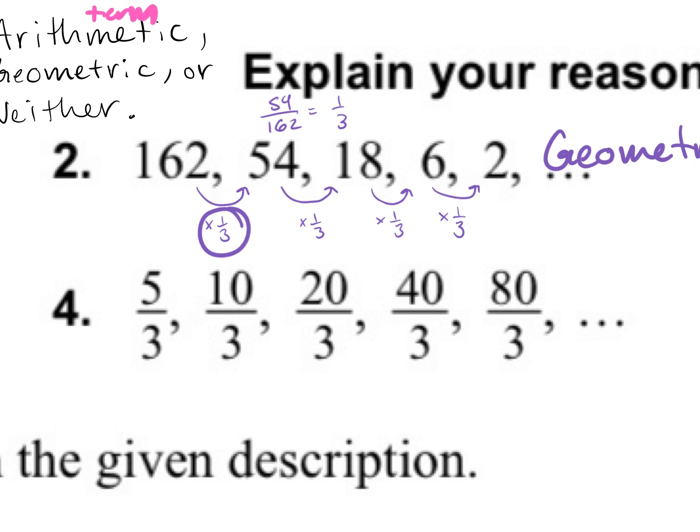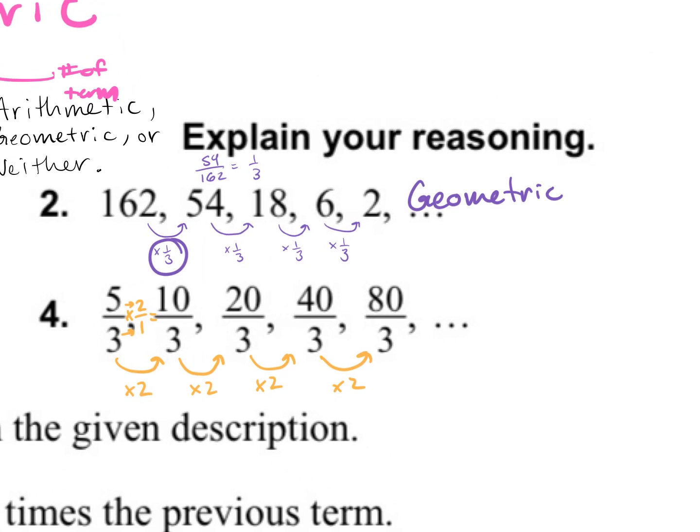For 4, what am I multiplying to get from one term to the next? 2. Let's check. So I would multiply by 2/1. To multiply fractions, multiply the tops together, multiply the bottoms together. So that would give us 10/3. Perfect. So we're multiplying times 2. If I multiply 10/3 times 2, I get 20/3. If I multiply 20/3 times 2, I get 40/3. And lastly, I get 80/3. So is this arithmetic, geometric, or neither? Geometric.